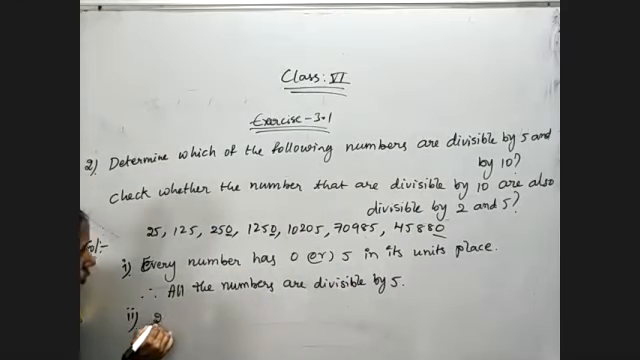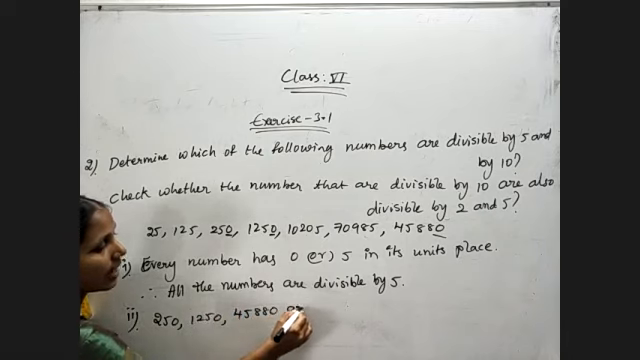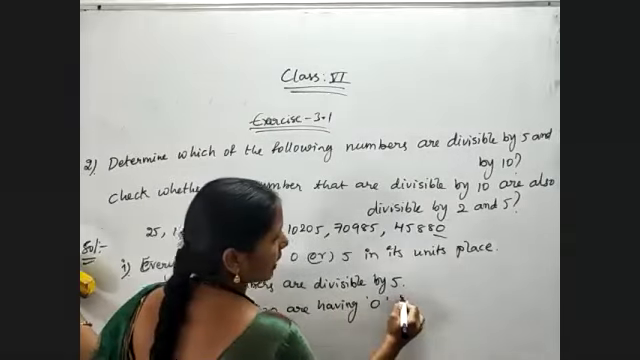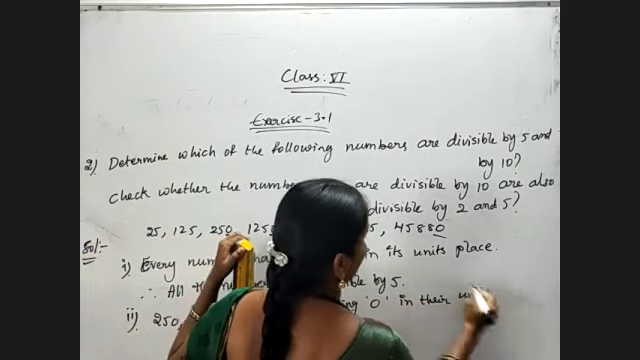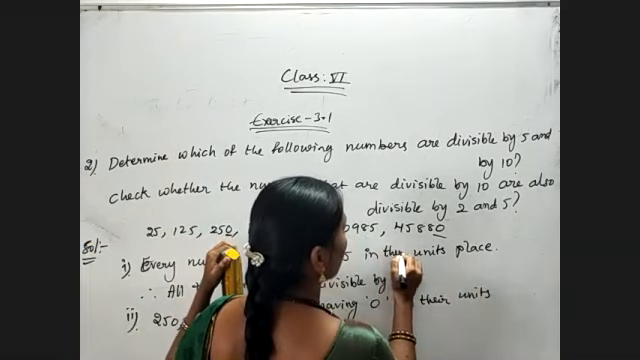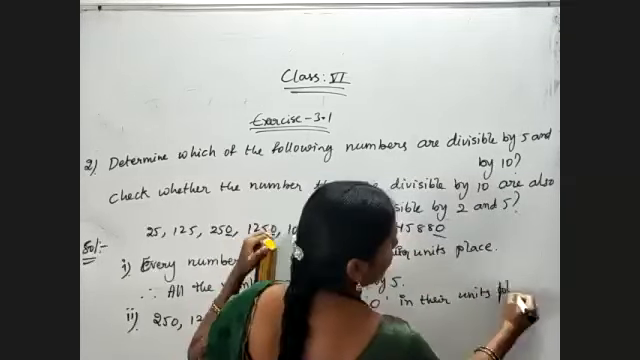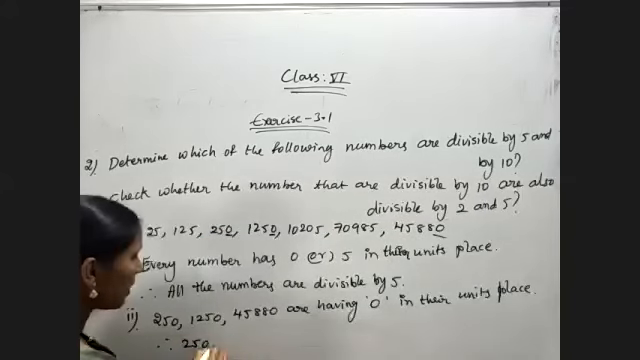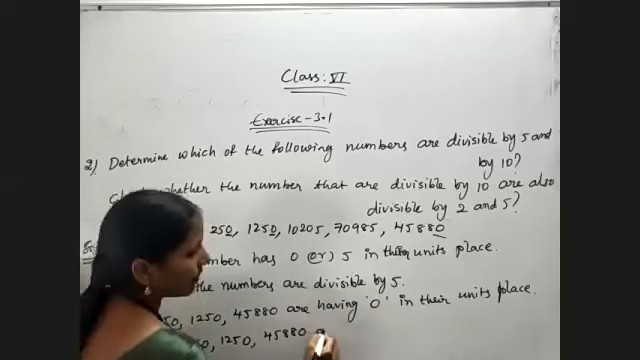Therefore, 250, 1250, 45,880 have 0 in their units place. So therefore, 250, 1250, 45,880 are divisible by 10.